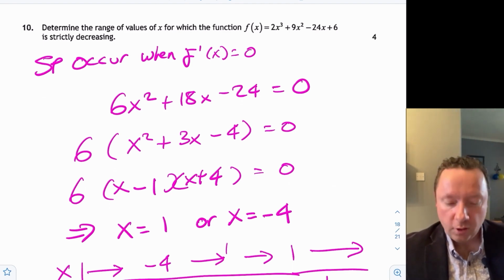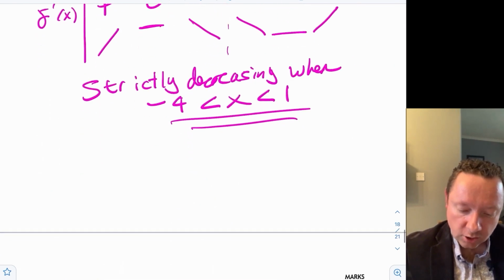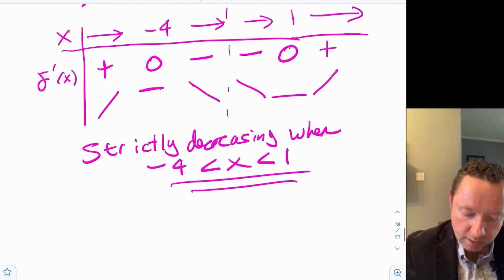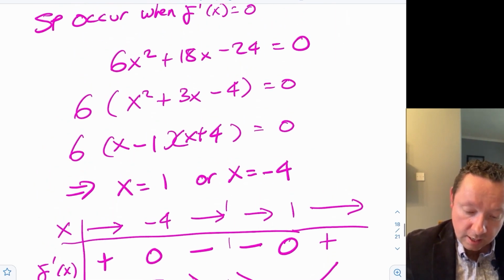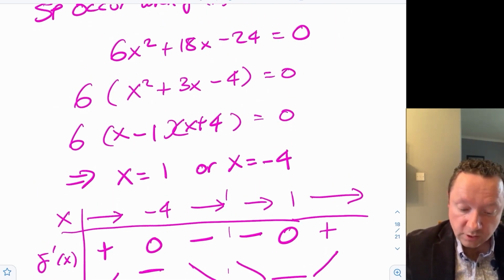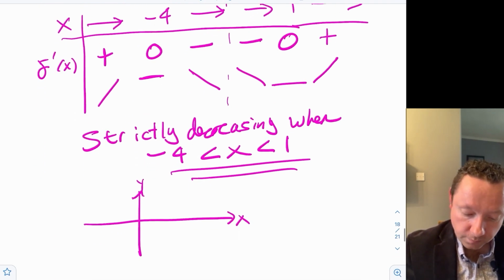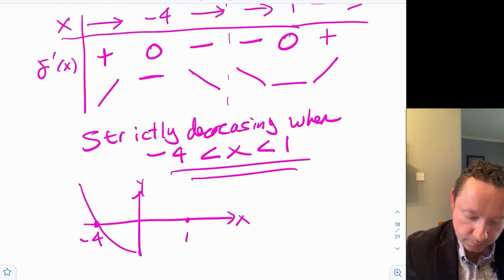Now, if we move on to the other way, we could look at just the graph. So the graph of the derivative, we know the derivative is a quadratic with stationary points at 1 and minus 4, and it's a normal shape there.